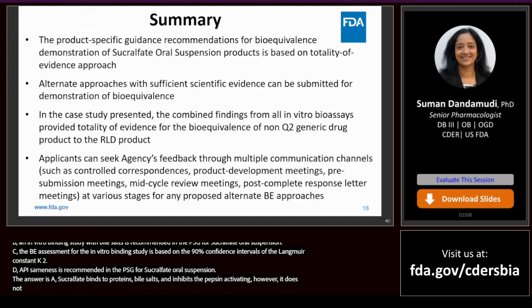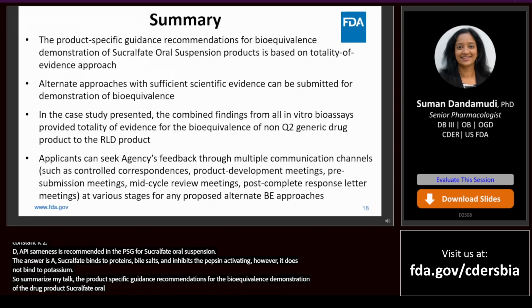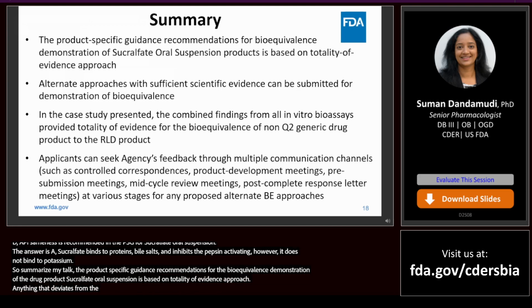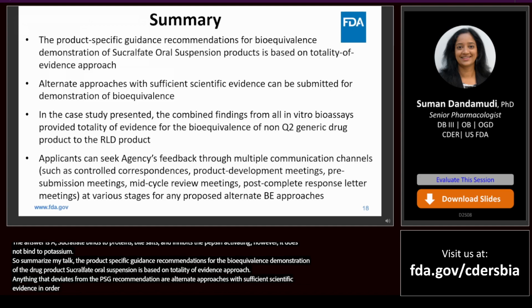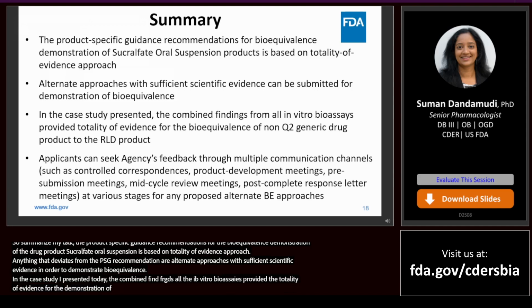To summarize my talk, the product-specific guidance recommendations for the bioequivalence demonstration of the drug product sucralfate oral suspension are based on a totality of evidence approach. Any studies that deviate from the PSG recommendation, or alternate approaches, can be submitted, however, with sufficient scientific evidence in order to demonstrate bioequivalence. In the case study that I have presented today, the combined findings from all the in vitro bioassays provided the totality of evidence for the demonstration of bioequivalence of a non-Q2 generic drug product.